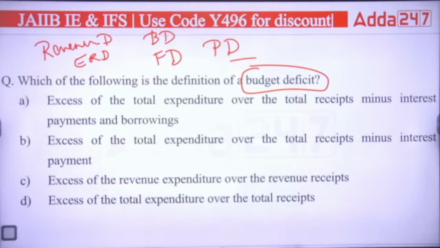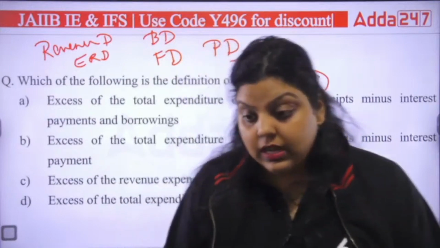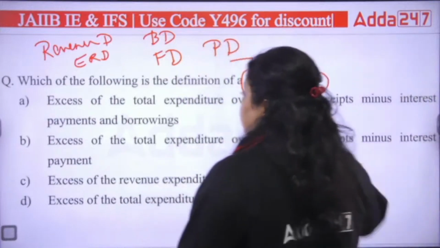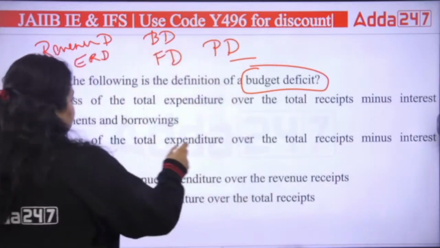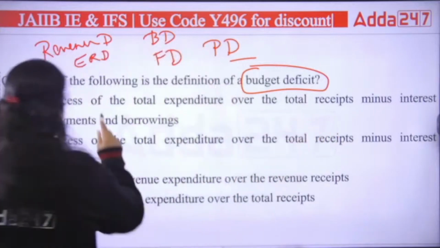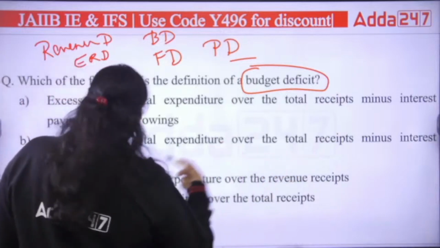So budgetary deficit, or a budget deficit, simply means the overall budget of the government went into loss, and the budget went into loss when the total expenditure is more than the total revenue. So first is saying total expenditure over the total receipt minus the interest payment. No, nothing has to be minus.